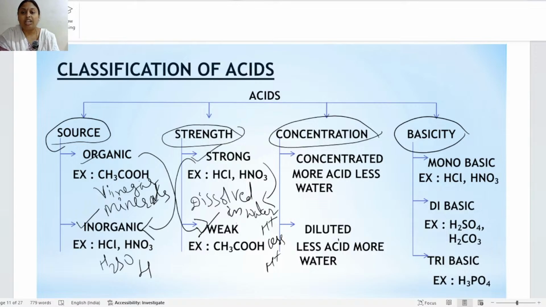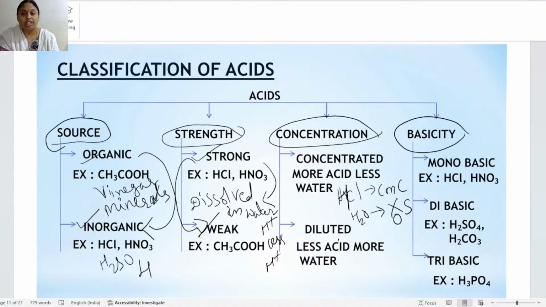Now, when it comes to concentrated solutions, suppose we take HCl directly. If we take the HCl solution directly, it is known as concentrated. There is no water, no solvent. The solvent amount is 0. Then those are known as concentrated solutions.